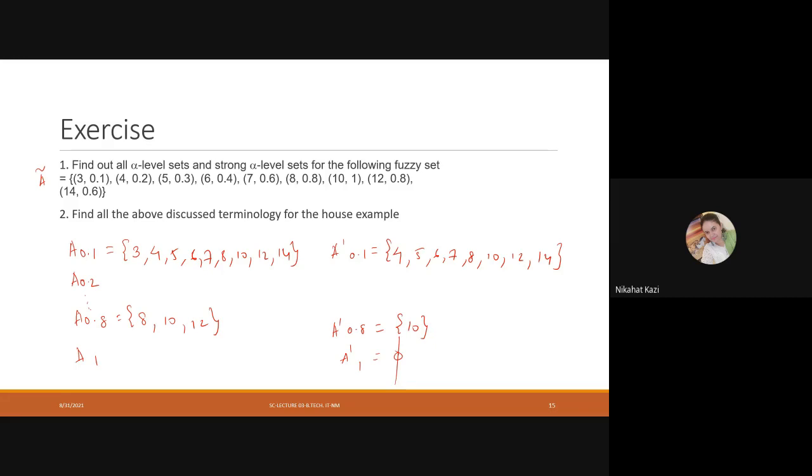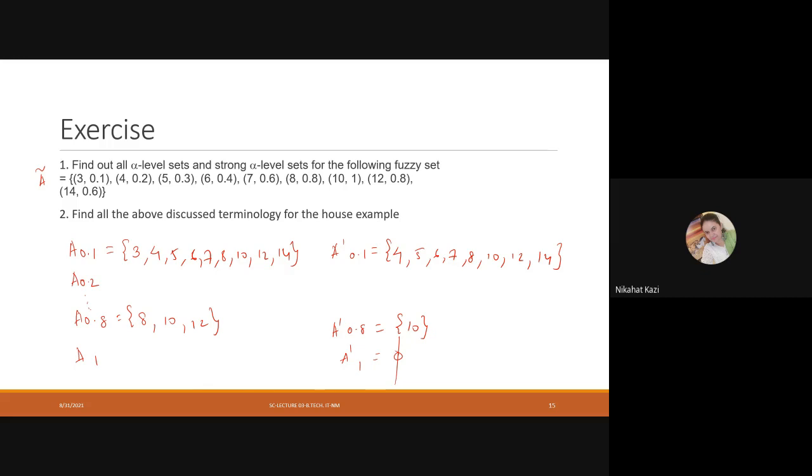And all the other terminology you can actually find out. Is this a normal fuzzy set? Is this fuzzy set A normal? Yes. Okay. So what else did we discuss? What is the core of this fuzzy set? 10. What is the support of the fuzzy set? All the numbers, all the elements.